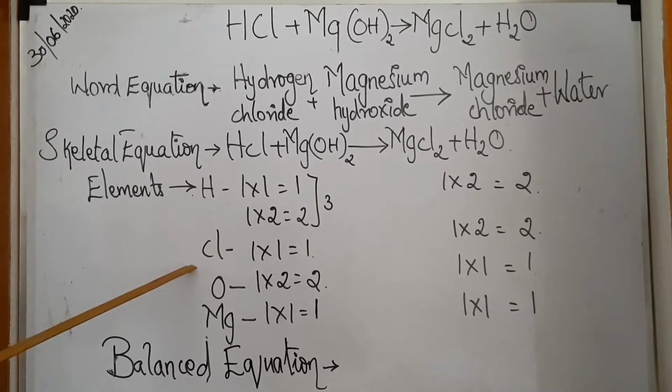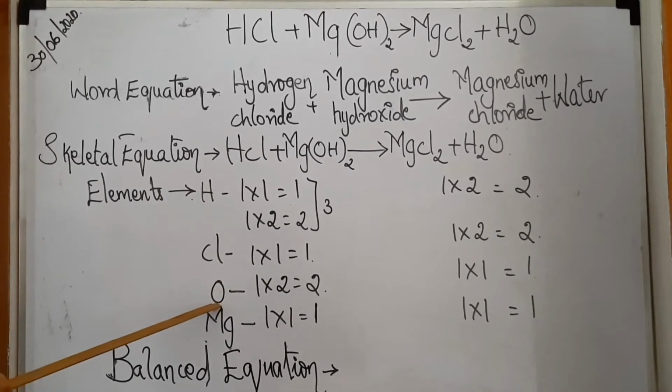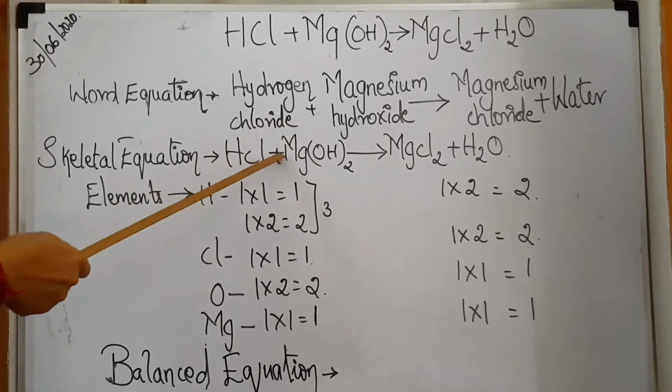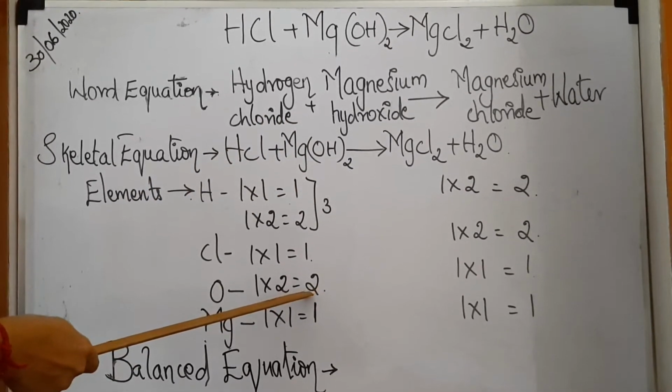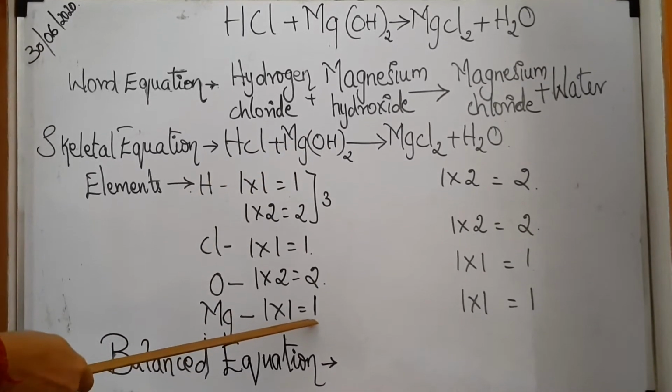Chlorine. How many chlorine are there? 1 into 1 is equal to 1. Oxygen. How many are there? The same way we did for hydrogen, 1 into 2 is equal to 2. Then finally magnesium, Mg. How much is that? 1 into 1 is equal to 1.